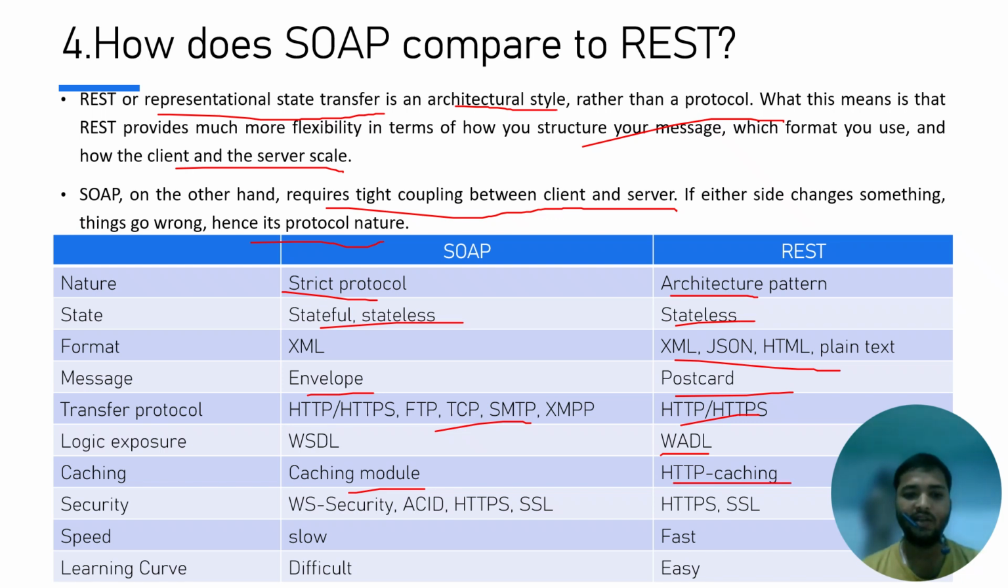SOAP security is WS-Security, HTTPS, and SSL, and REST security is HTTPS and SSL. SOAP speed is slow and REST speed is fast. As for learning curve, SOAP is difficult to learn and REST is easy to learn.